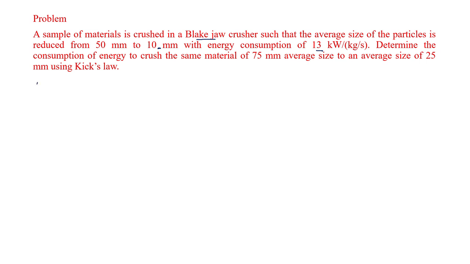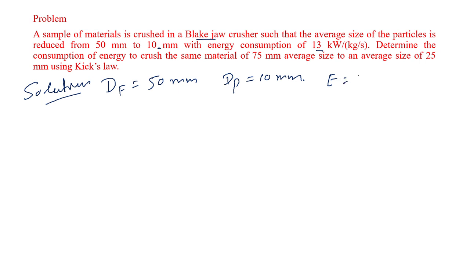So here df, the feed size, is given as 50 mm and dp, the product size, is given as 10 mm. The energy consumption, P by m, is given as 13 kW per kg per second.